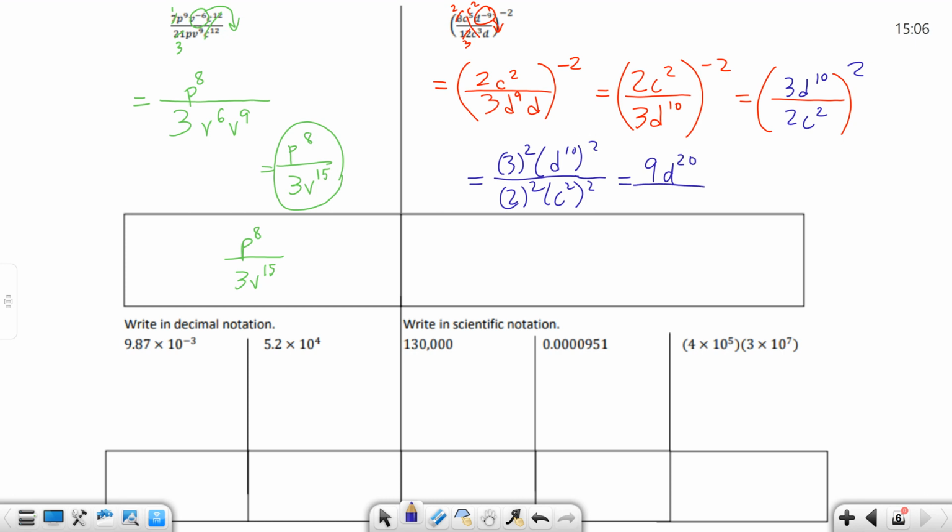20. Over, again, this is 2 squared. That's 2 times 2. That's this 2 times itself again. Not 2 times the power. So it's 4. And then c squared squared is c to the 4th. So 9d to the 20th over 4c to the 4th. Nothing else divides out, so we're done. 9d to the 20th over 4c to the 4th.